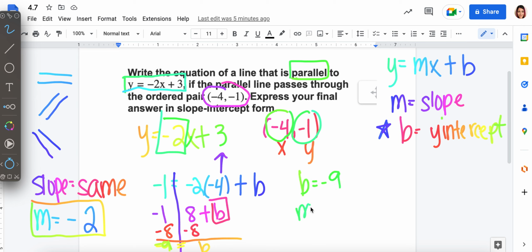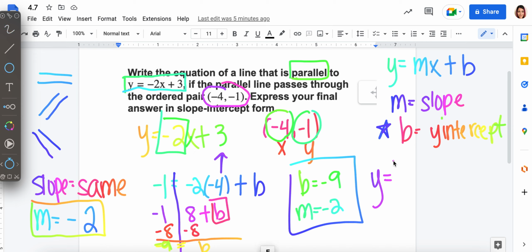Okay, and I know my slope is -2, and I can take what I figured out and write my equation now. So y equals, when we write it in slope-intercept form, remember we don't write the y value or the x value because our equation says whatever we plug in for x and then what we get for y, that point is on that line.